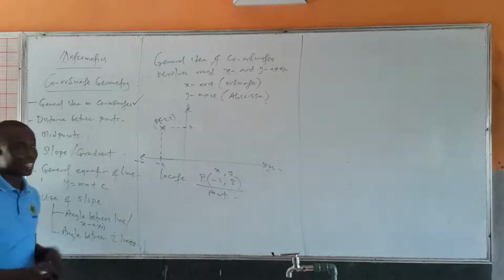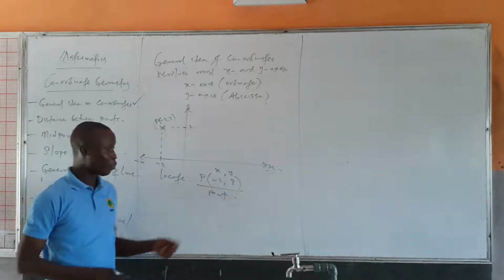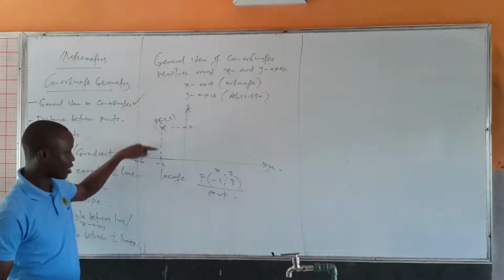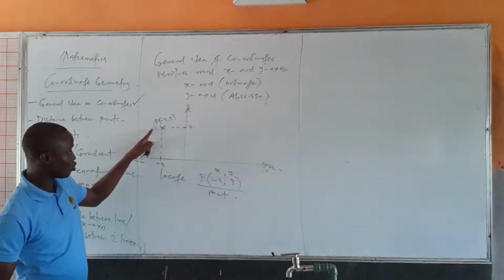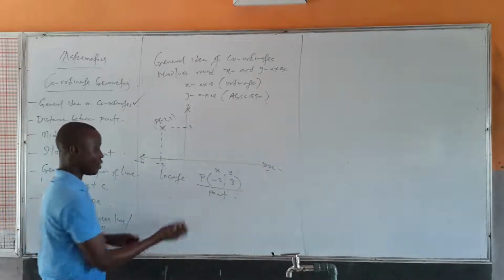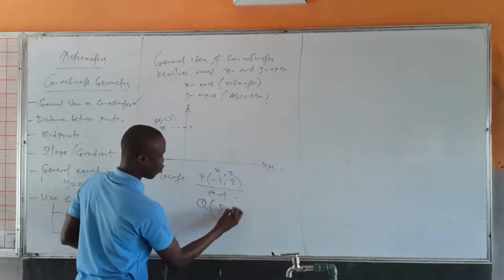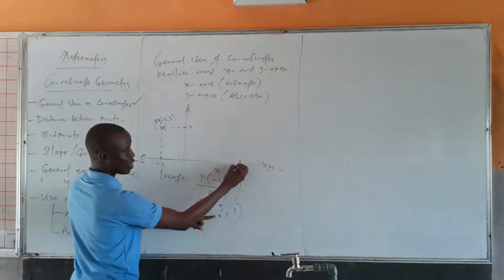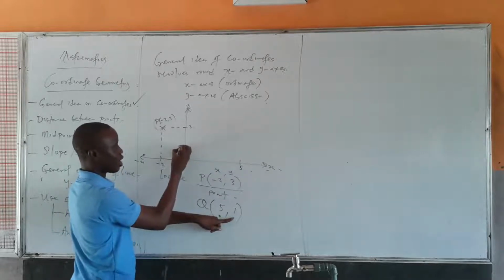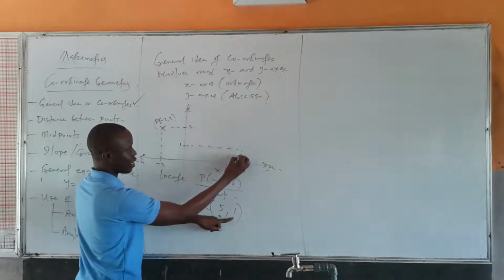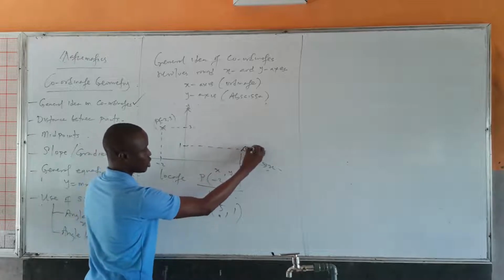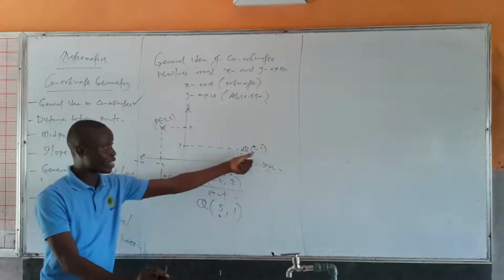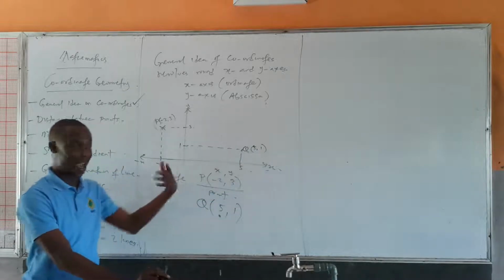Anytime you see a point written as x, y, it simply means that if you trace that point to the x axis, you have what you have here, and if you take that point to the y axis, you have what you have here. If you have another point Q, which is 5, 1, that means on the x axis you have 5, and on the y axis you have 1. You trace both, and this will be your point Q, which is 5, 1.